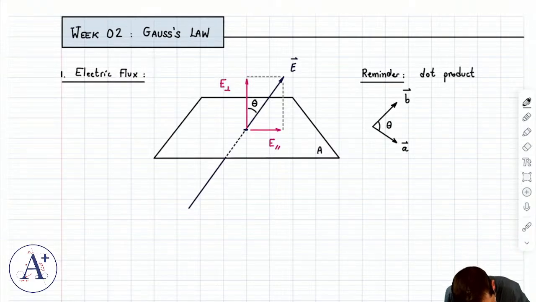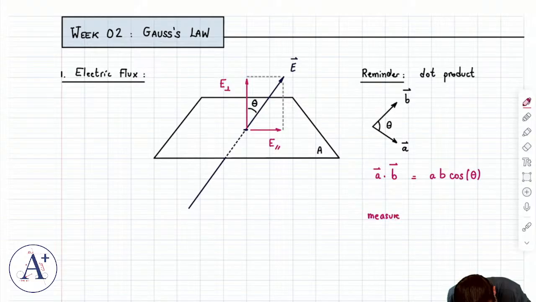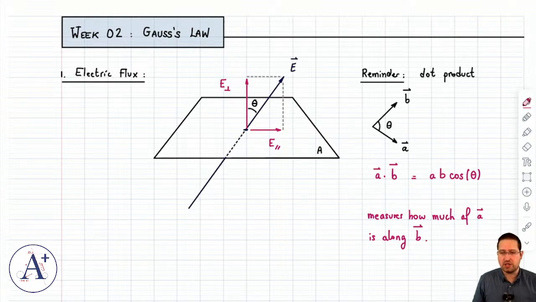And so A dot B, the dot product between these two vectors, is going to be the magnitude of vector A, which is A, times the magnitude of vector B, which is B, times cosine theta. And this measures how much of A is along B. Turns out it also measures how much of B is along A, because A dot B is the same thing as B dot A.